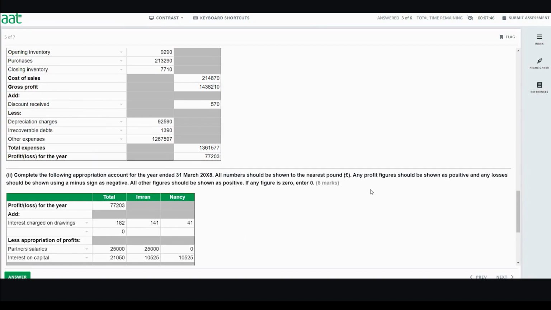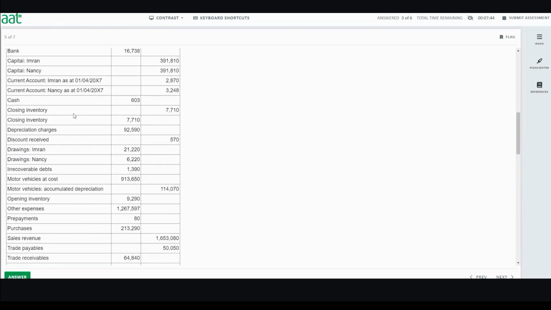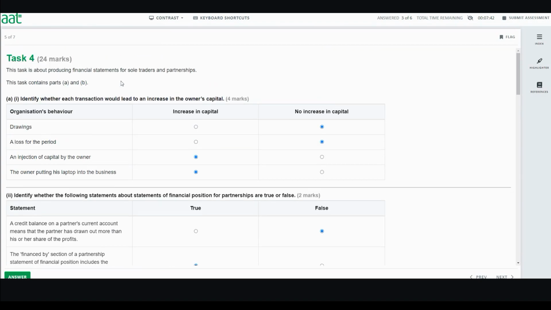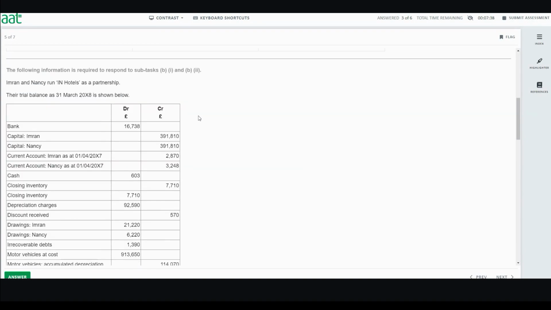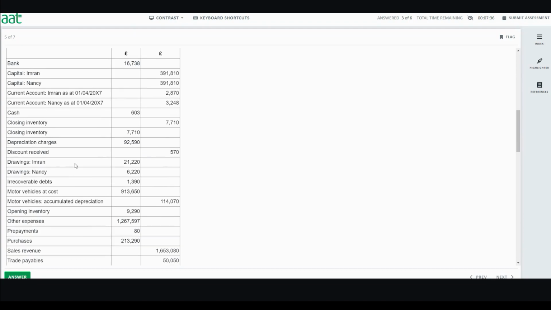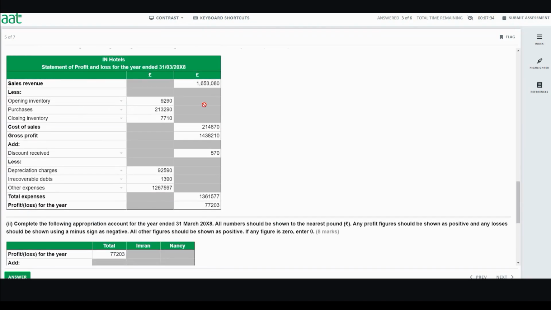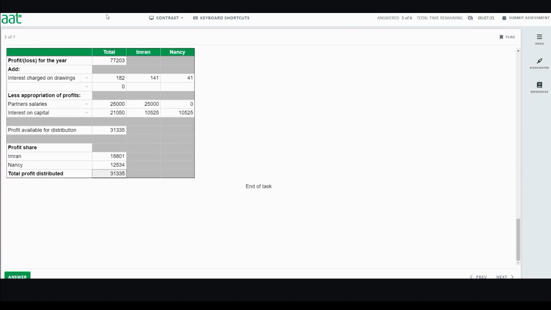Okay, so again, it's a heavy marked question, but when you go through it and you take it step by step, it's quite an easy question to do, as long as you take into account all the correct information. Okay, so that is task 4 of practice assessment 1 on the AAT FAPS.